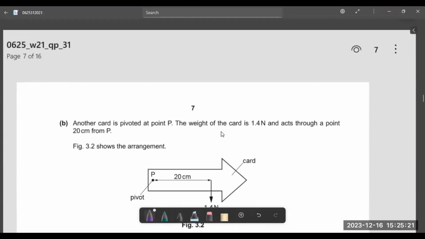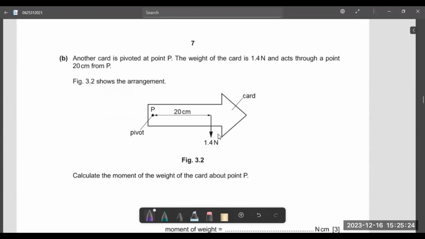Next, another card is pivoted at a point P. The weight of the card is 1.4 Newton and acts through a point 20 centimeter from P. So calculate the moment of weight of the card about the point P.